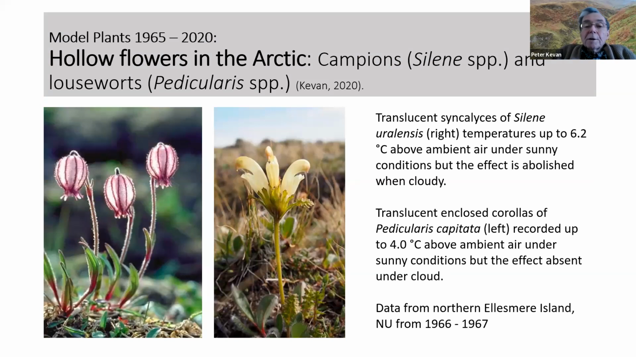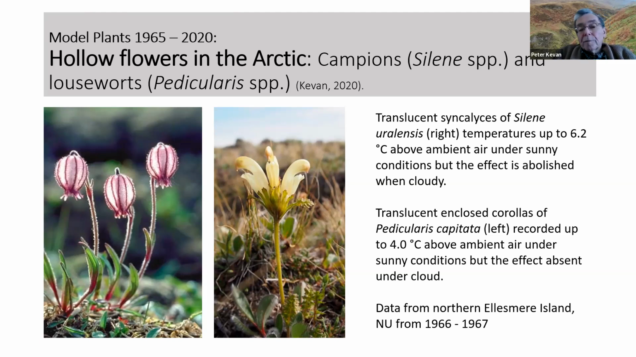But to give you an idea, this is some work that I did way back in 1965 to about 1968 with the translucent syncalyces of Silene, in the Caryophyllaceae on the right. You can see they look like Japanese lanterns, and they're up to 6.2 degrees centigrade above ambient under sunny conditions in the high Arctic. So this was done at Lake Hazen up on northern Ellesmere Island. And for Pedicularis capitata, another lousewort, up to about 4 degrees.